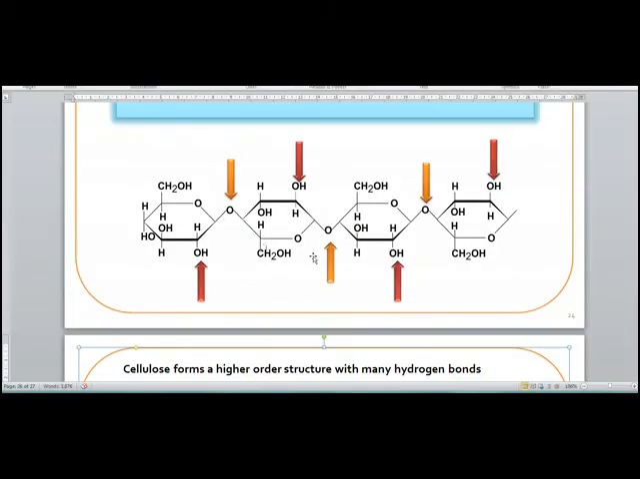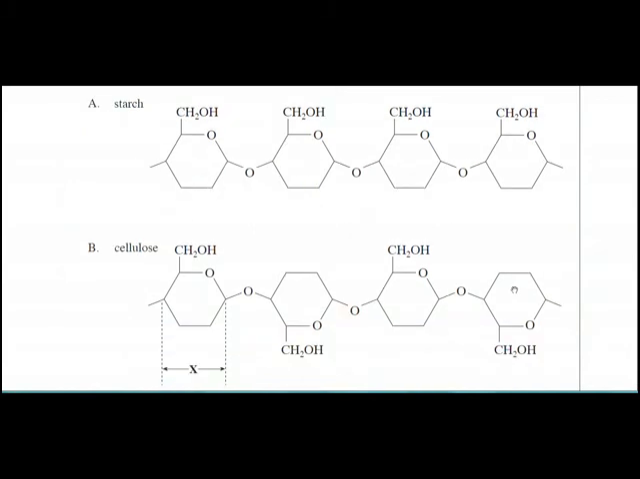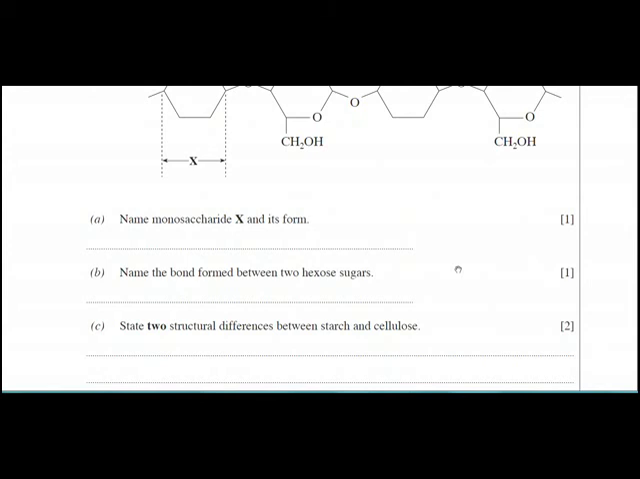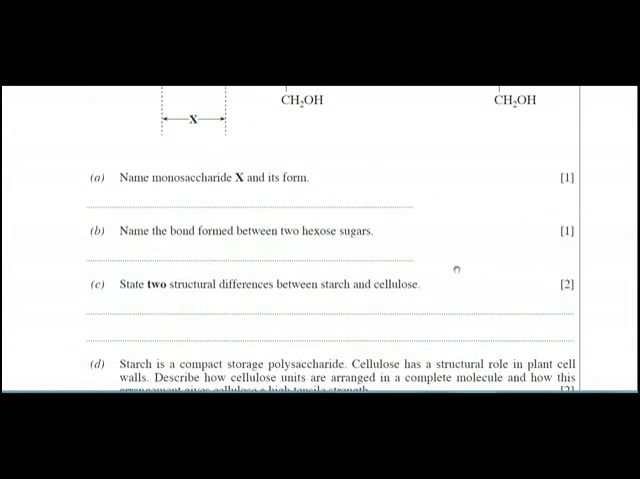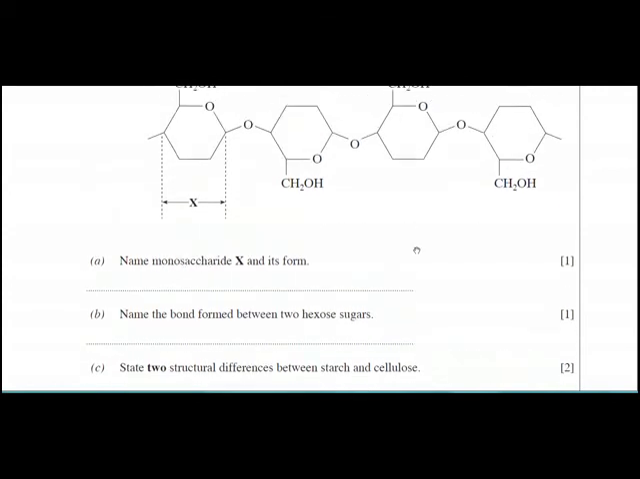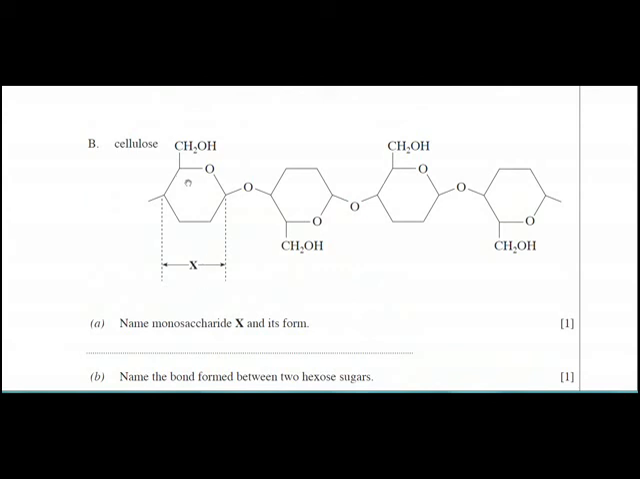You do have to be aware that there are a number of ways of representing molecules and their structures. So just be familiar with the different ways that your teachers and examiners can represent these structures. If we scroll down to the actual questions now, we've got part A, and it's asking you to name monosaccharide X and its form. So monosaccharide X there is in the cellulose structure.